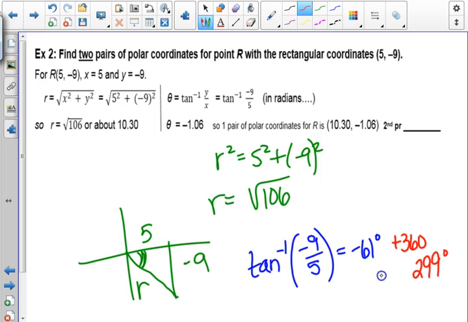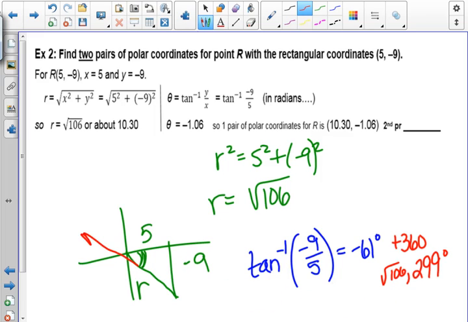Okay. So an exact answer with degrees, well, exact as in the square root of 106. It's not exact. And 299 would be 1. Could you give me another one? Like the angle still has to be between 0 and 360, but the r doesn't have to be positive.